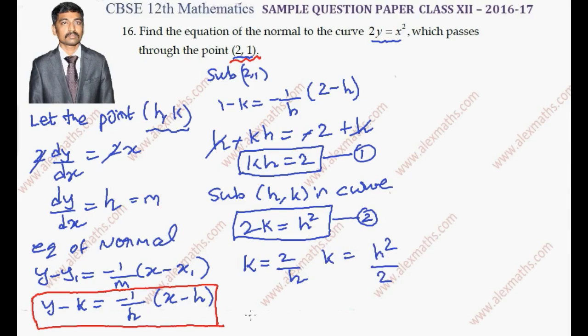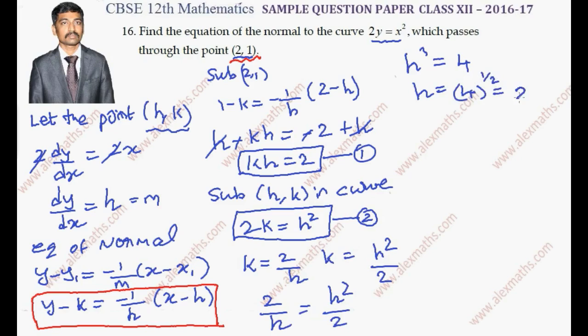Equating both the k, we get 2 by h equal to h square by 2. So h cube is equal to 4. When h cube is equal to 4, h will become 4 power 1 by 3. 4 can be written as 2 square, so 2 power 2 by 3.